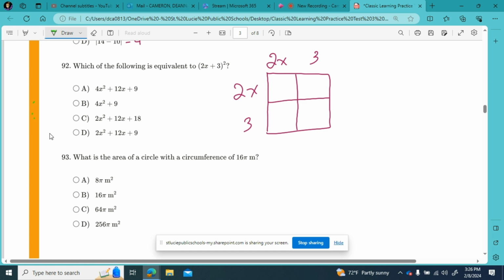So 2x times 2x be 4x squared. 2x times 3 be 6x. Again, 2x times 3, 6x, and 3 times 3 is 9. So we got our 4x squared, not 2x squared. And then 6x plus 6x makes 12x plus 9.